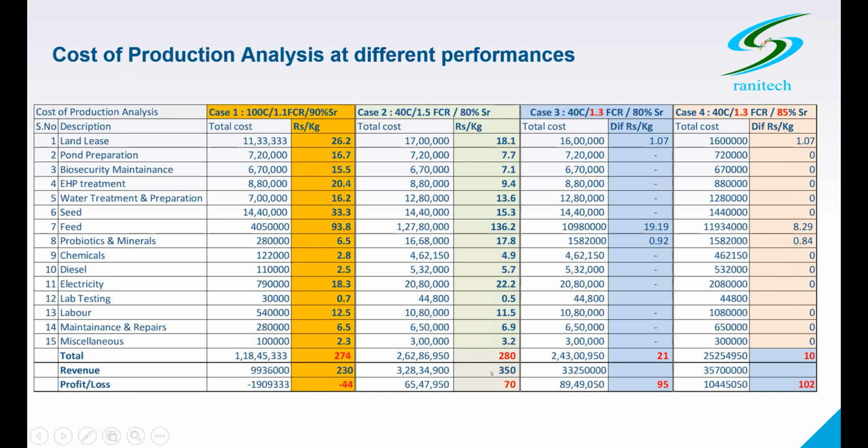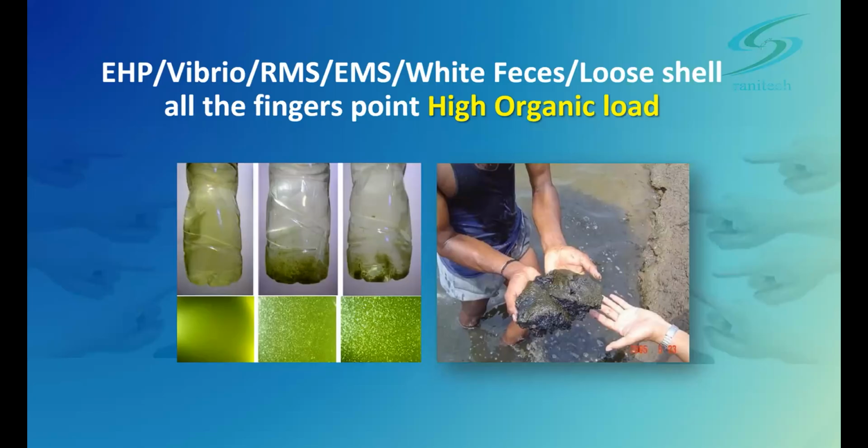So just by improving our practices, by changing our FCR and survival, yes, we can really save a lot of money and reduce our risks and losses. So why are all these problems coming? Most of the research papers say all these problems like EHP, Vibrio, random mortality, EMS, white feces, whatever you talk about today, they are all pointing towards organic load. You see high organic load.